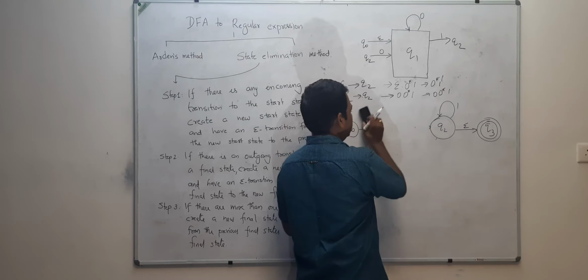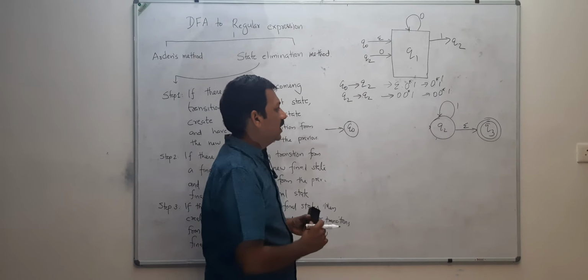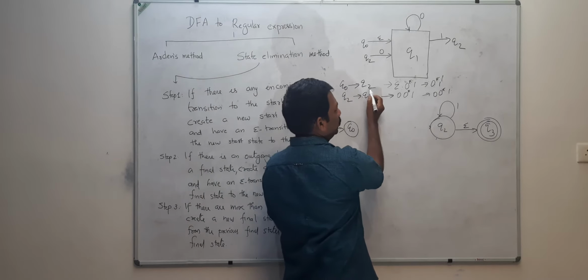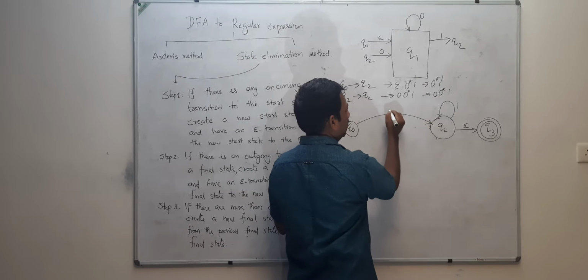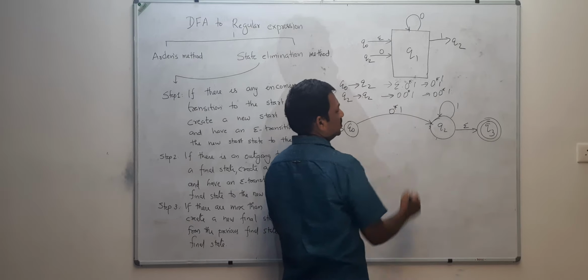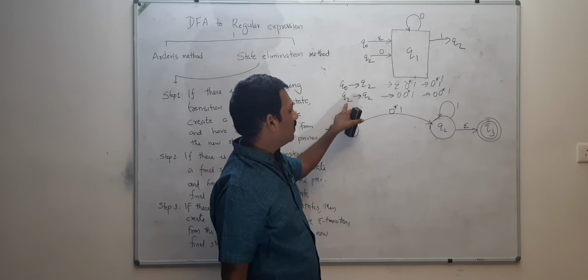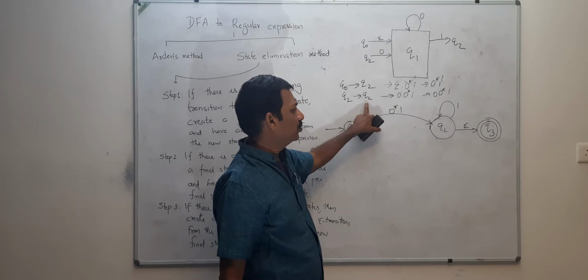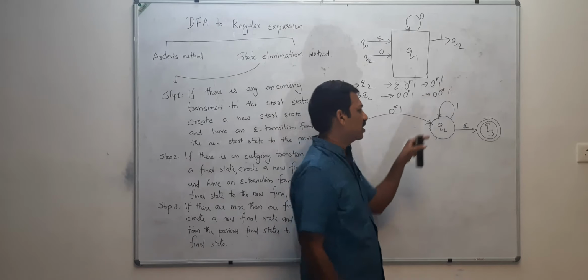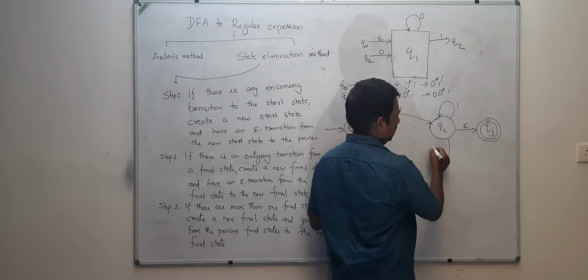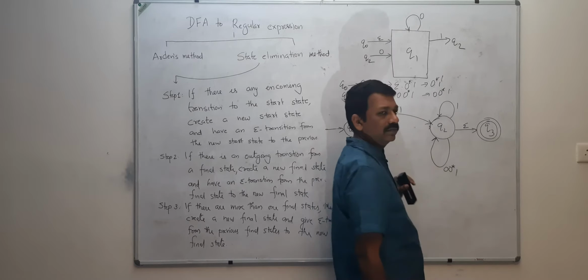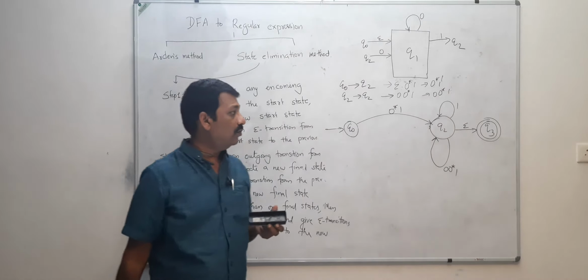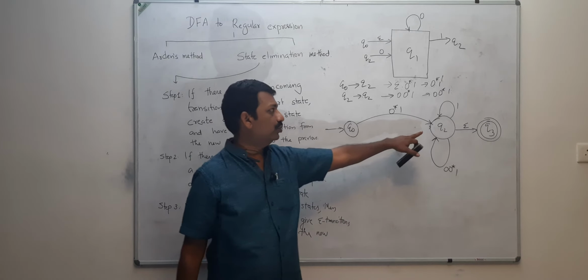Now I have eliminated this, and there is a path from Q0 to Q2 and it is accepting 0 star 1, and there is a path from Q2 to Q2 which is accepting 0 star 1. That means here there is a path which is labeled 0 star 1. Okay, now you have eliminated Q1.